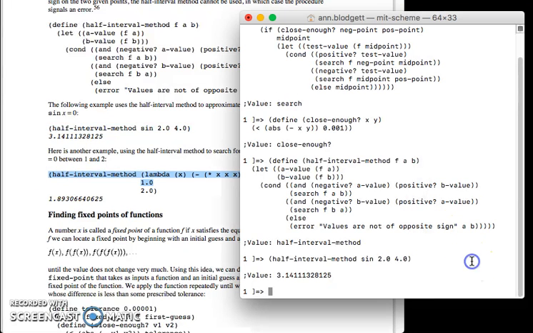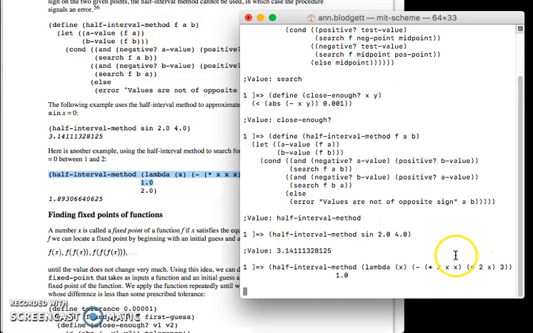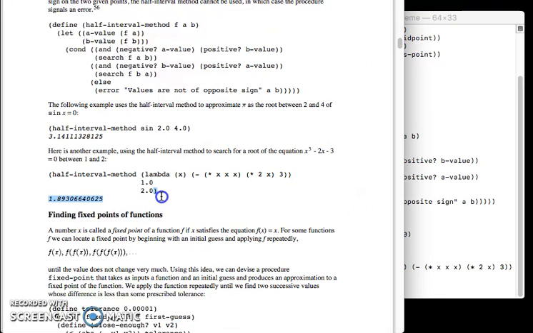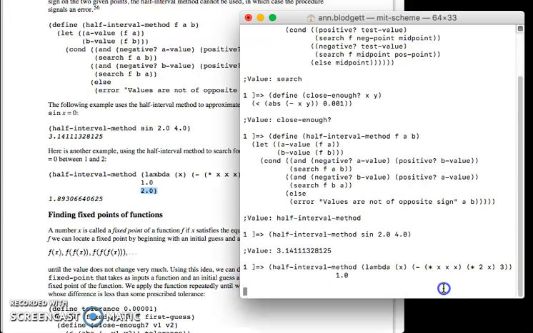Okay. Oh, I see what I did wrong. Put these ones in there as well.